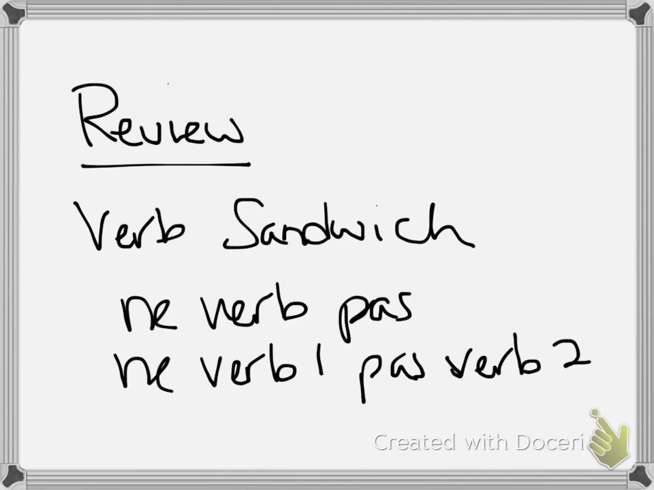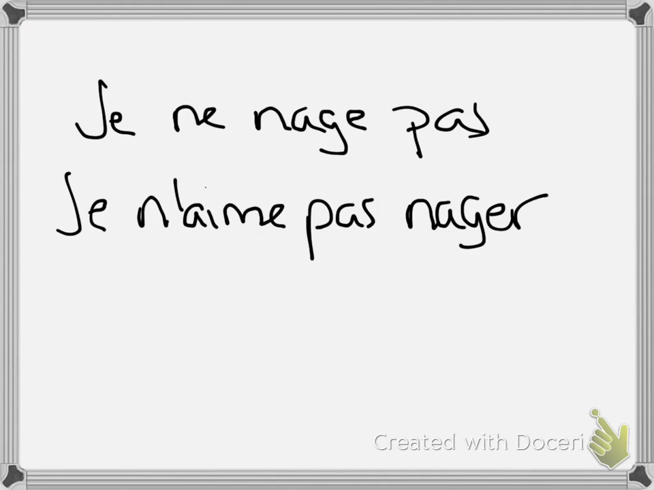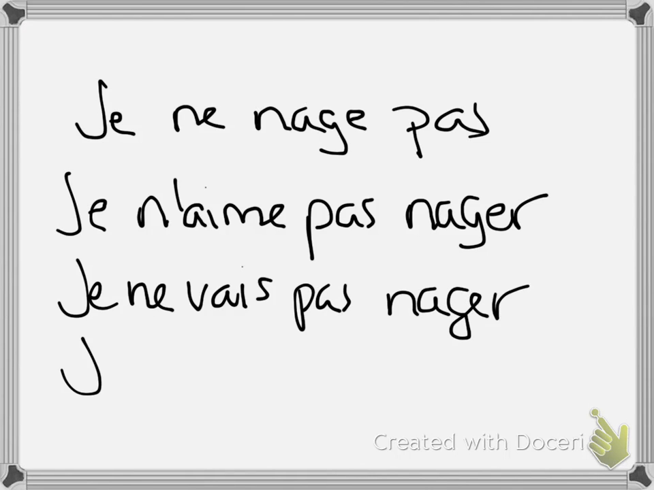In a present tense sentence where there's two verbs, in other words, verb number one and verb number two, like we have here, the first verb goes in between the ne and the pas, and the second verb comes after. This is also true with the passé composé, as well as the aller plus infinitive. For example, je ne nage pas, je n'aime pas nager, je ne vais pas nager, je n'ai pas nagé.